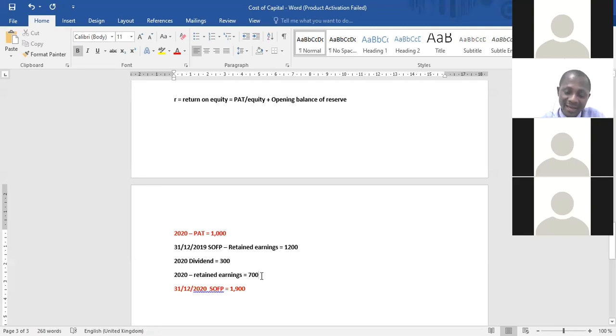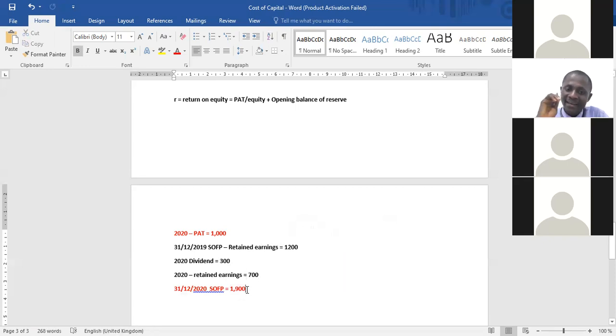Now, don't forget that at the end of 31st December 2020, when you want to report your retained earnings in the statement of financial position, the retained earnings you are going to report is the opening retained earnings plus the retained earnings for the year. That is what gave us this 1,900. Did you understand now?